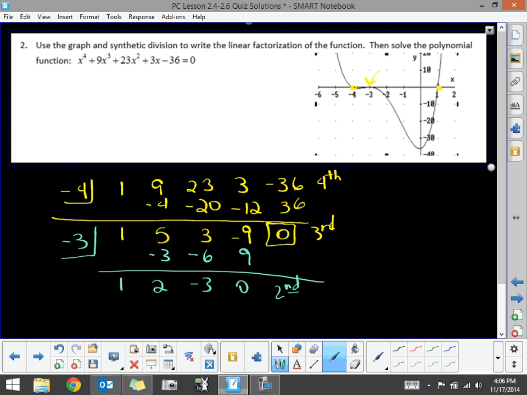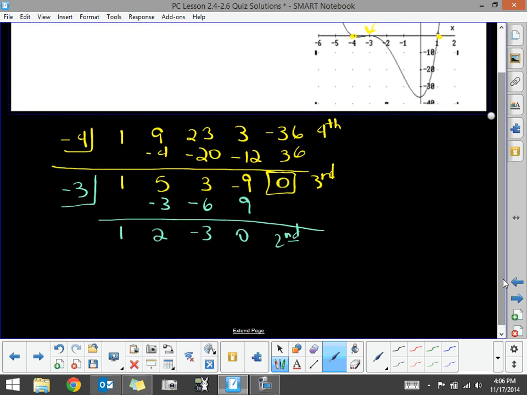Now that's probably where I will abandon the synthetic division, because now I have x squared plus 2x minus 3, and I can probably factor that quicker than I can use synthetic division, so x and x. Plus 3 minus 1 would give me the correct factorization for this last remaining quadratic factor.